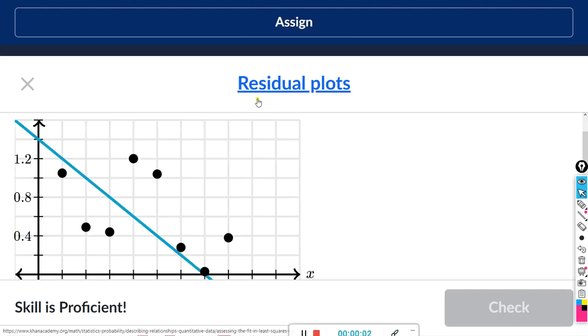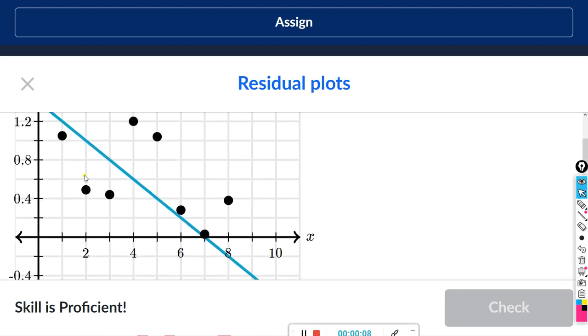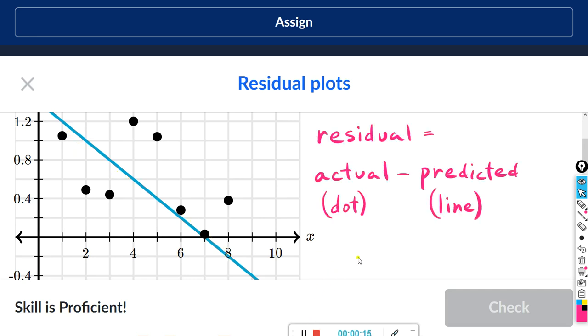This will be for the assignment on residual plots. For all of these problems, they give us the scatter plot and the line of best fit. If you recall the formula for calculating a residual, it is actual minus predicted. So the actual is one of the dots or points, and the predicted is the line.